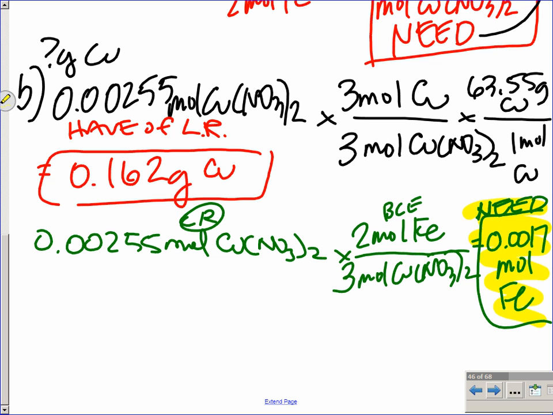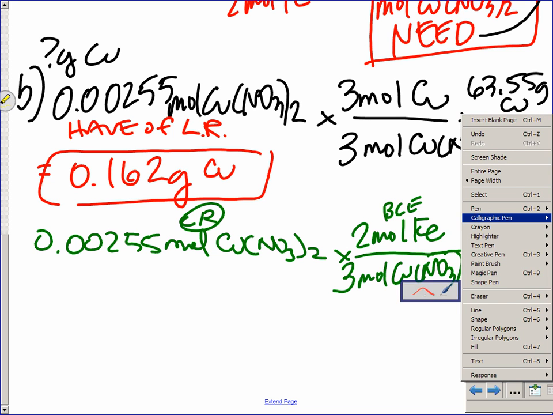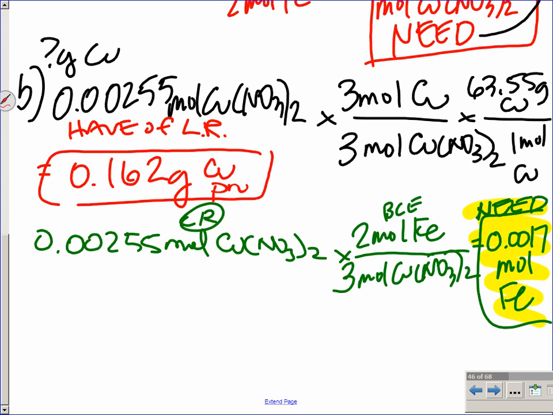The 0.162, what is that? Is that like a need or half? No, write a little note next to that. That is actually the amount of precipitate produced. That was a product, and that's just how part B was phrased. It said, how much copper can I make? So we took our limiting reagent and tracked it to the moles and then the grams of just plain old copper, which was a product. And we figured out how much product we would make. So it's neither have nor need.